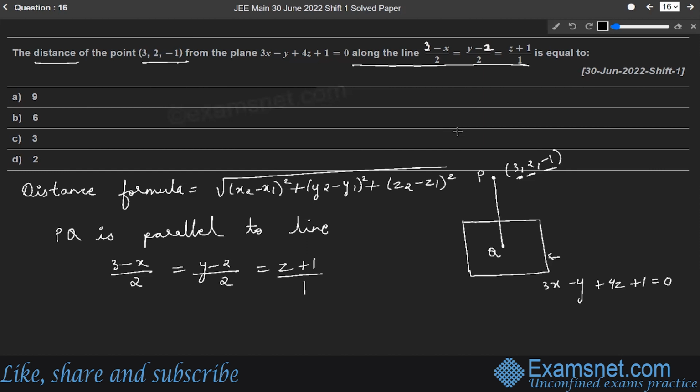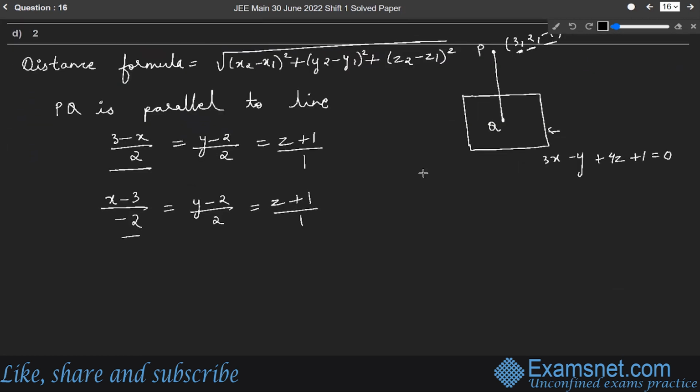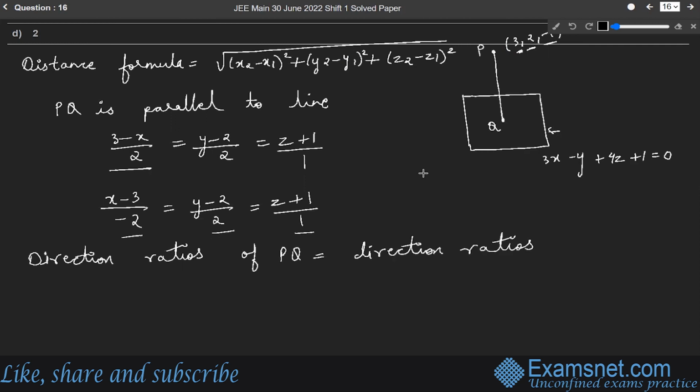Firstly, let us do one thing. Let us take minus common from the first term. So it will be (x minus 3) divided by minus 2 is equal to (y minus 2) divided by 2 is equal to (z plus 1) divided by 1. Now, what are the direction ratios? Direction ratios are minus 2, 2 and 1. Therefore, direction ratios of PQ is equal to direction ratios of the line. What are the direction ratios of the line? Minus 2, 2 and 1. So direction ratios of PQ is also minus 2, 2 and 1.